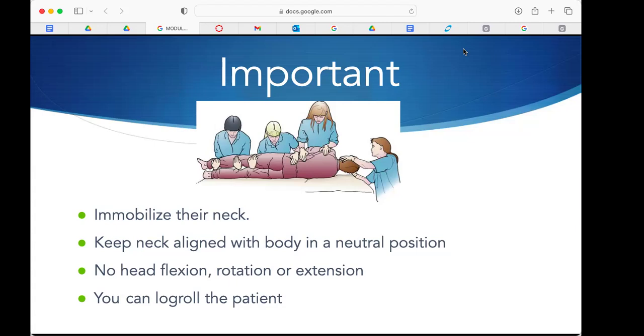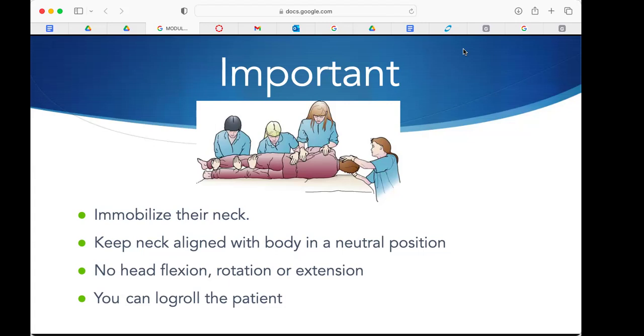Okay. So don't let anyone put something under his head. Don't let anyone pick him up and say, oh my gosh, wake up, baby, wake up. You're going to say, ma'am, there's a chance he might have hurt his neck. It's best that we keep him straight. Okay. So no head flexion, rotation, or extension.